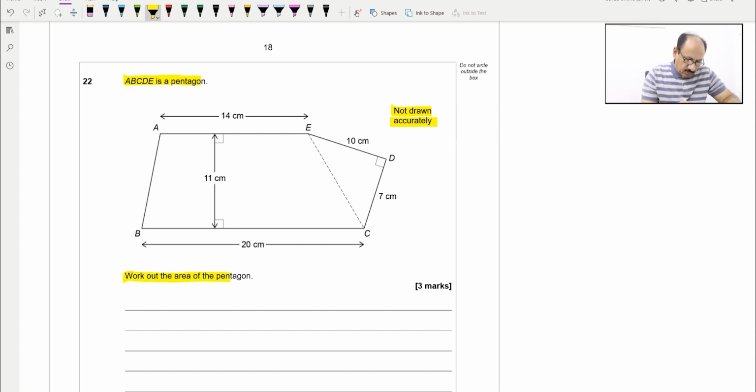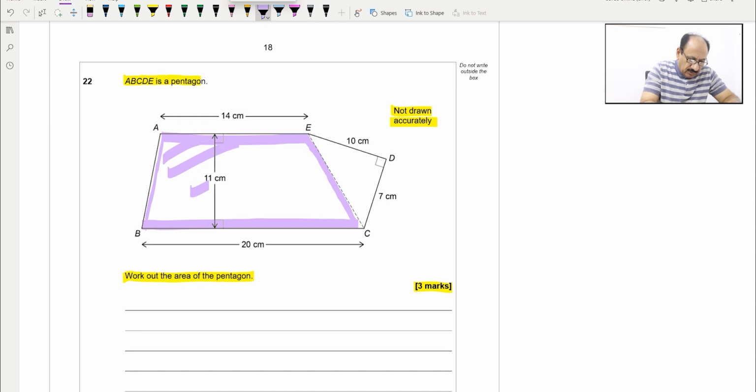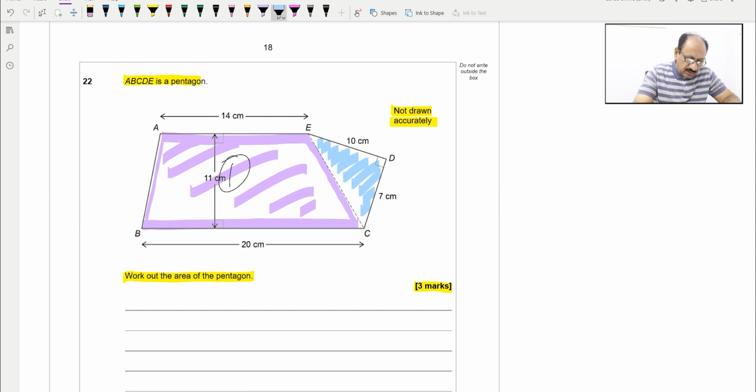We need to work out the area of this pentagon, and this is a 3 marks question. As I told you, this is a medium difficulty level question. So there are two shapes combined together. One shape is this trapezium shape, which we can see, and we can number this as shape 1. And the second shape we can figure out is the right angle triangle, and we can number this as shape 2.